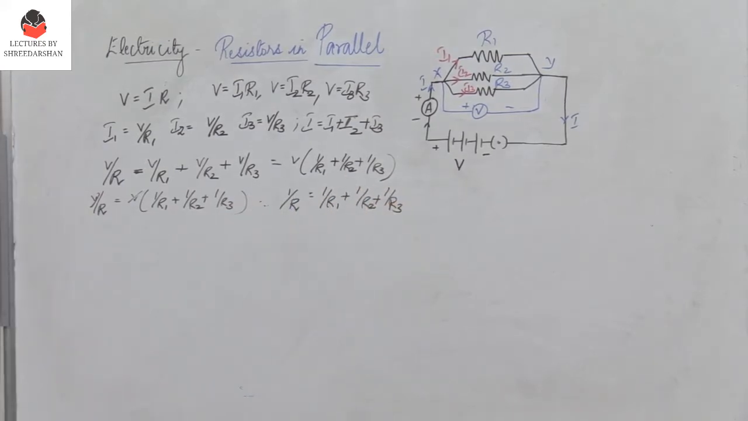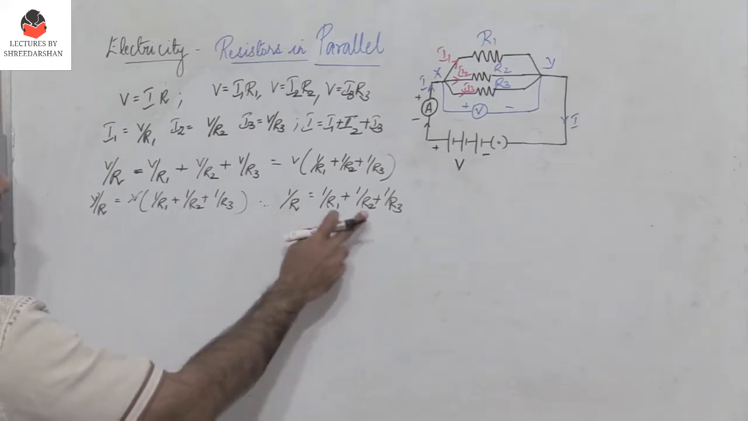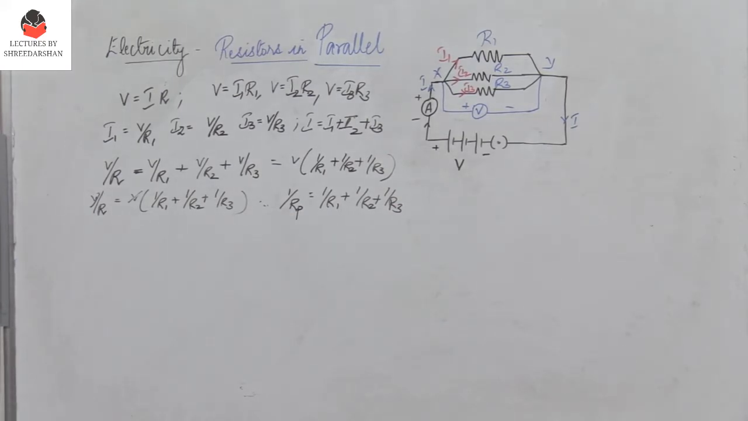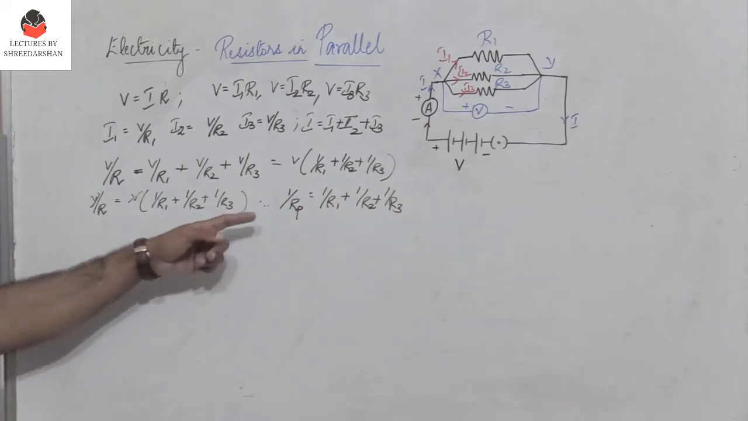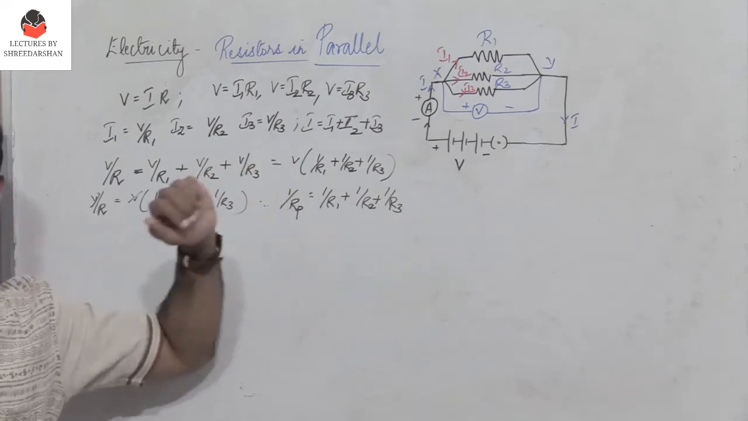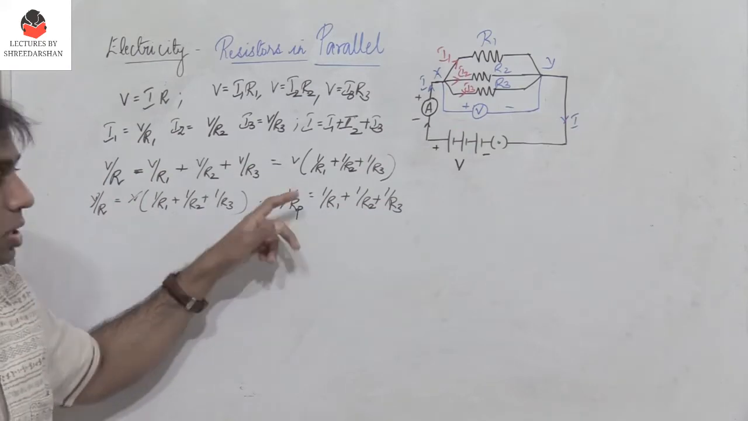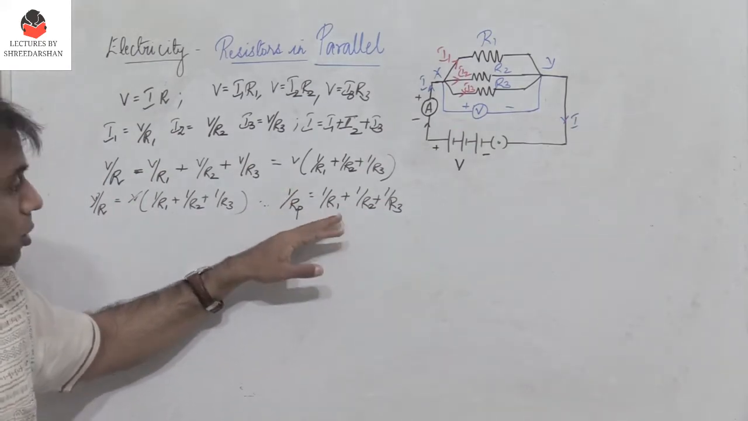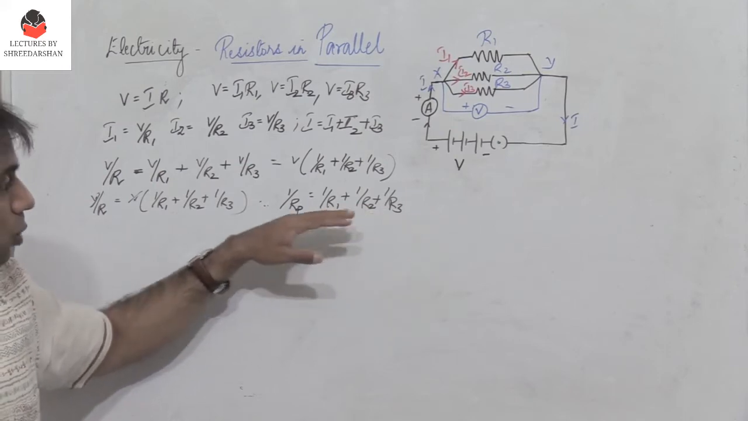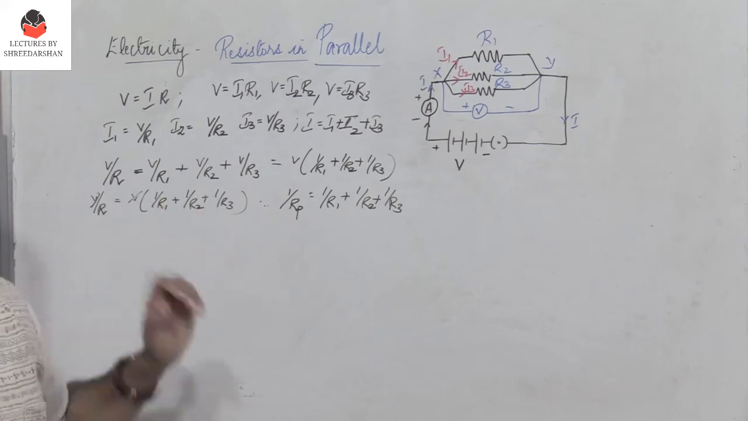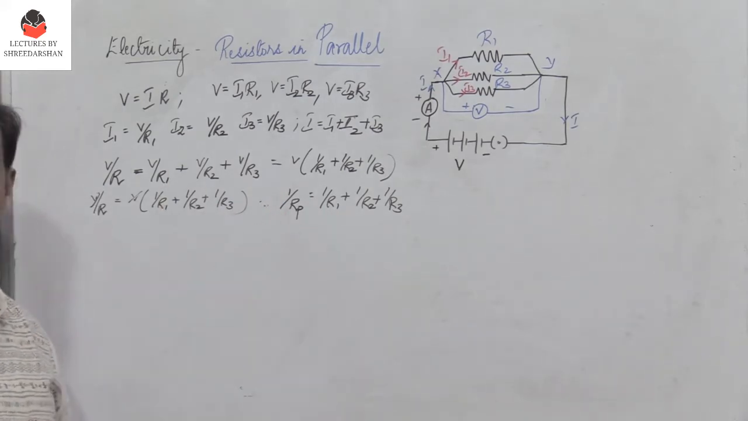And what is this R? This R is nothing but the parallel resistance. So let me call this as RP. So the reciprocal of the equivalent resistance of a group of resistors which are connected in parallel is equal to the sum of the reciprocals of the individual resistors. So if resistors are connected in parallel, what is the equivalent resistance? You take the sum of the reciprocals of the individual resistances, and that would be equal to the reciprocal of the equivalent parallel resistance. So this is the expression which you need to remember.